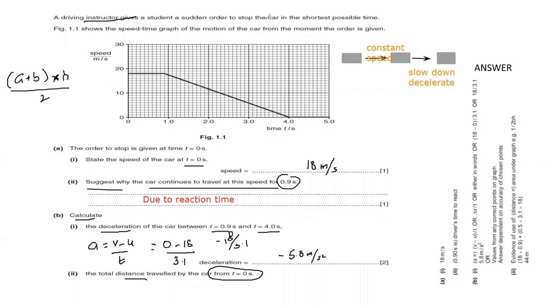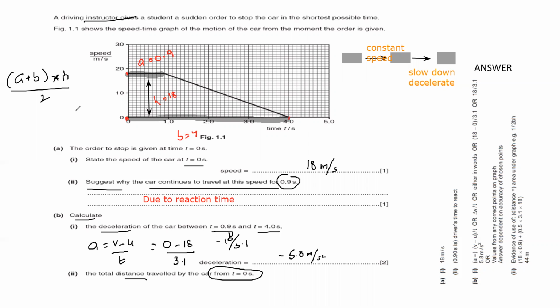So a and b are the parallel sides. One of them you call a, another one is b, and the distance between them is called h. So this is a, b, and h. What is the value of a? It is starting from 0 and ending at 0.9, so a is equal to 0.9. What about b? It is starting from 0 and ending at 4, so b is equal to 4. And what about the height? The difference between them is equal to 18.